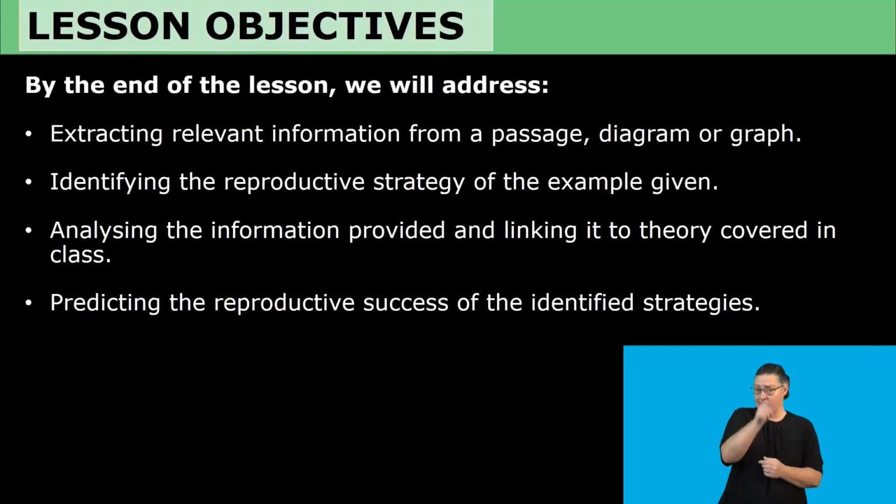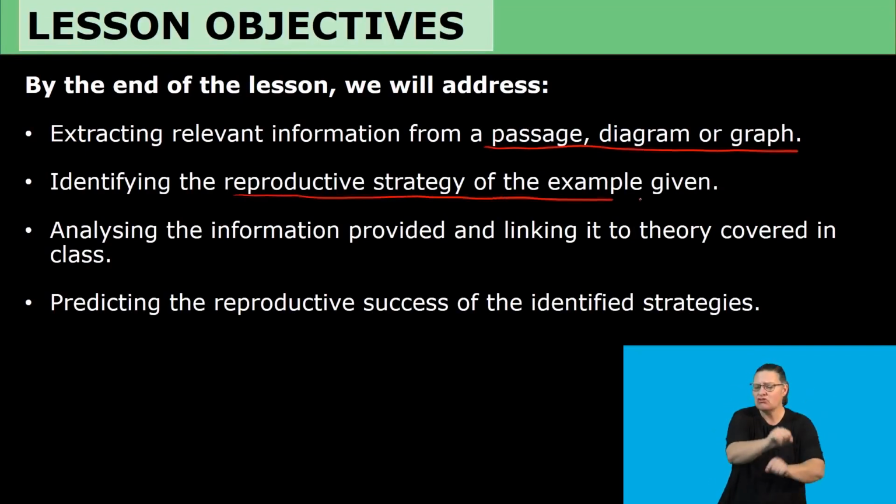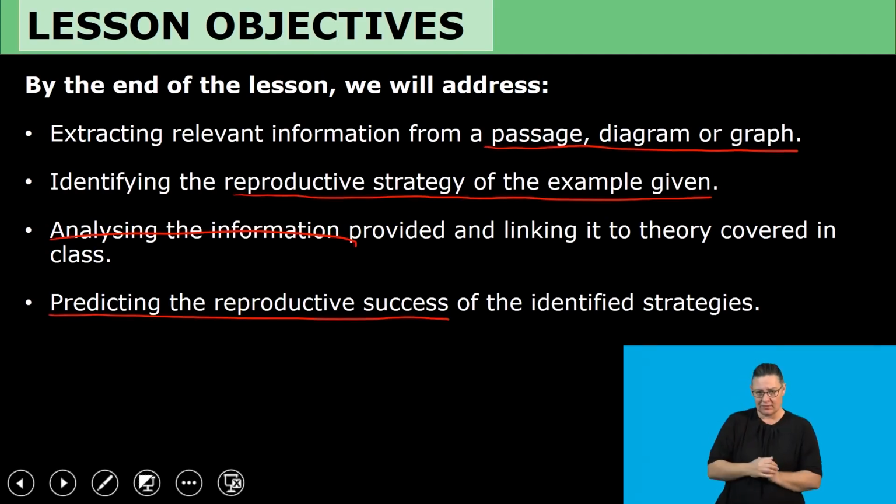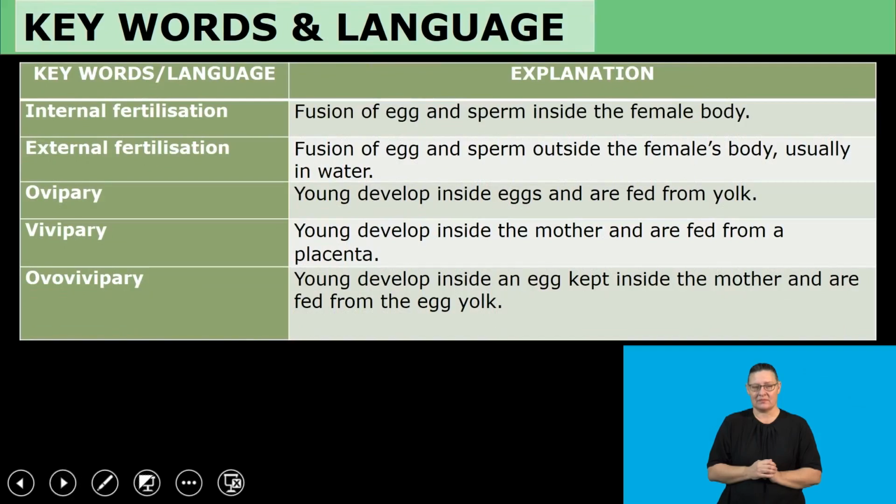At the end of this lesson, we have got objectives that we are going to achieve. Some of the objectives are extracting information from a passage, diagram, and graph, identifying the reproductive strategy of the example given, analyzing information is also key, and prediction of the reproductive success. We are going to be achieving that when we finish our lesson.